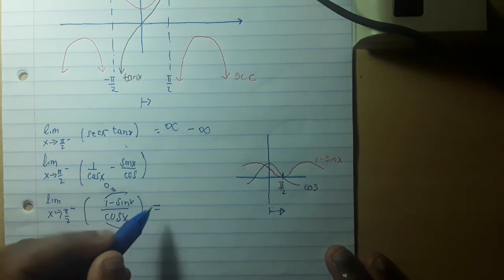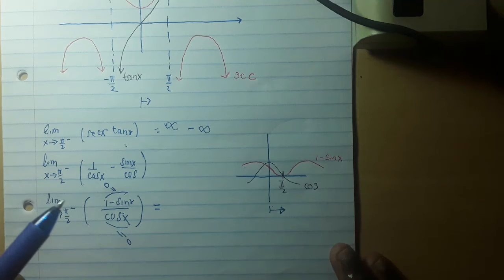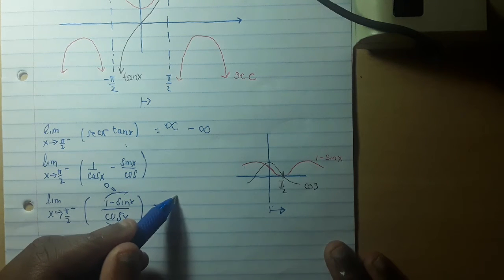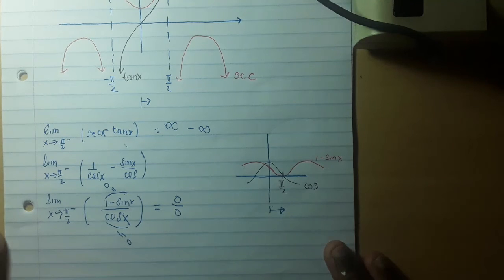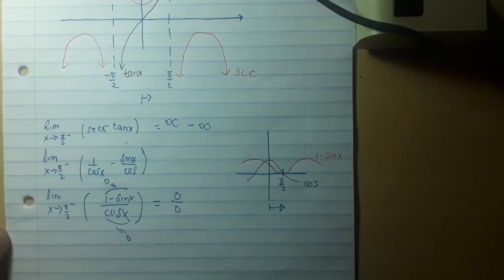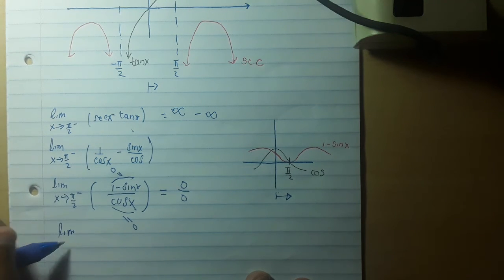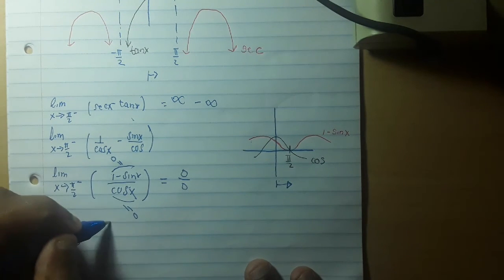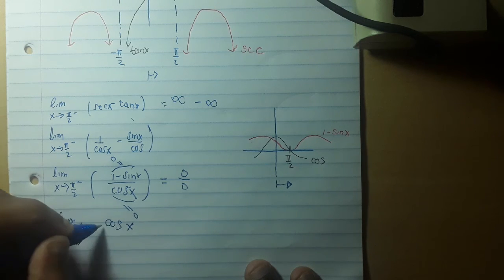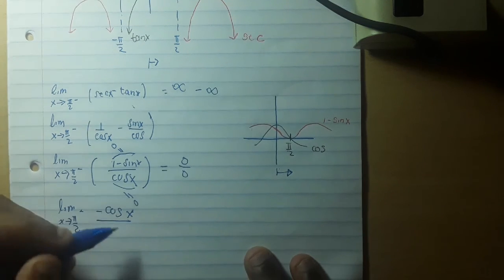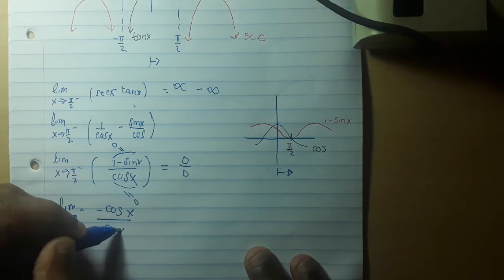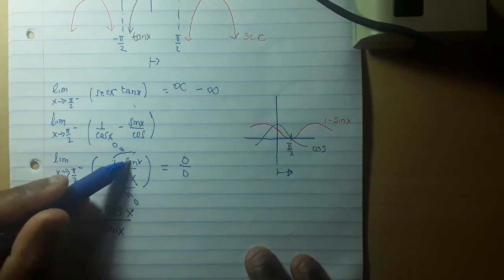So now essentially we have 0 over 0. And we did say that whenever we have 0 over 0, we are able to apply L'Hopital's rule. L'Hopital's rule states that this new limit will be equal to the limit of the derivatives. So let's write this down: the limit of the derivative of the numerator, which is minus cos x, over the derivative of the denominator, which is minus sin x.